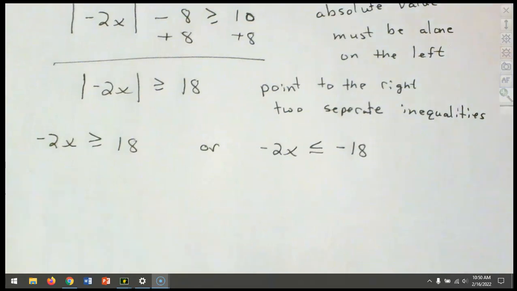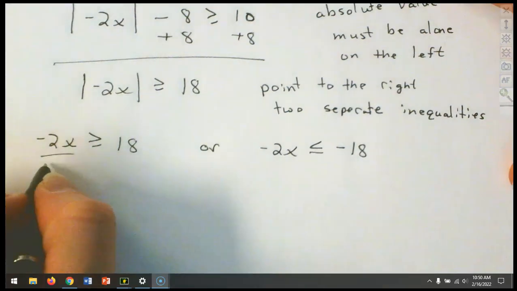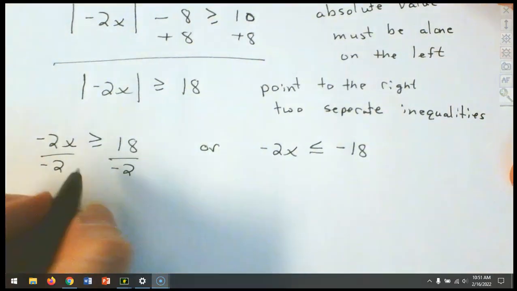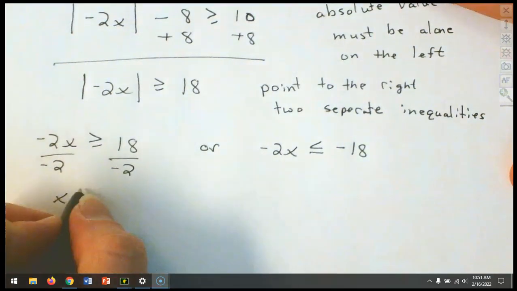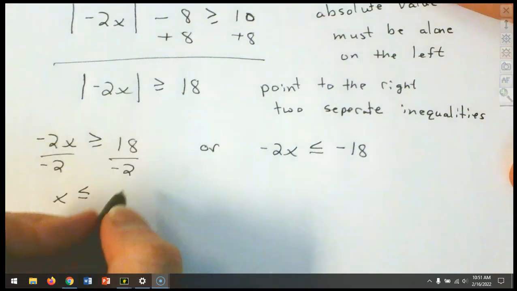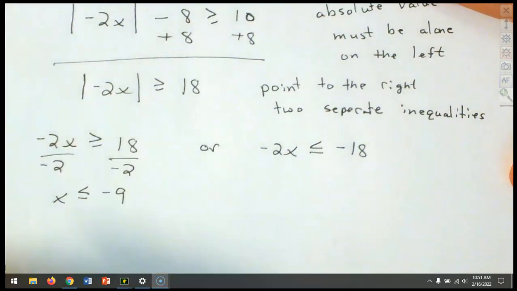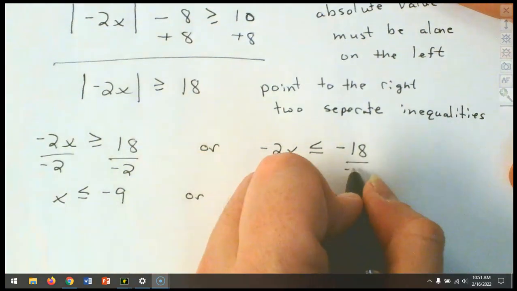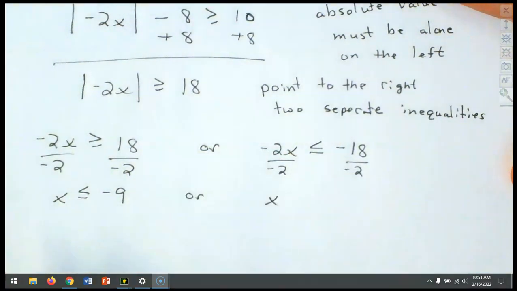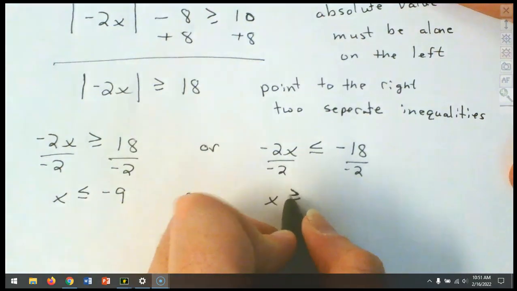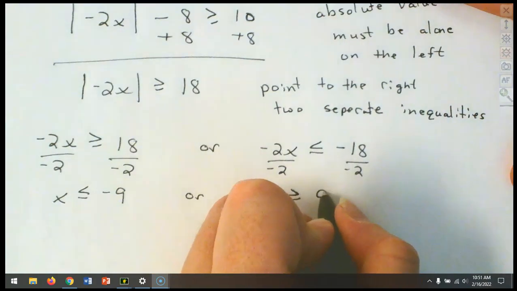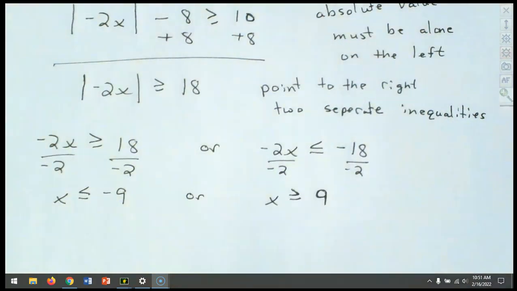What do we do next? Yep, divide by that negative 2. And what's that going to do? Flip the signs, isn't it? And the inequality symbols. 18 divided by negative 2 is a negative 9. Divide by your negative 2 and flip your inequality. Negative 18 divided by negative 2 makes it a positive 9, doesn't it?